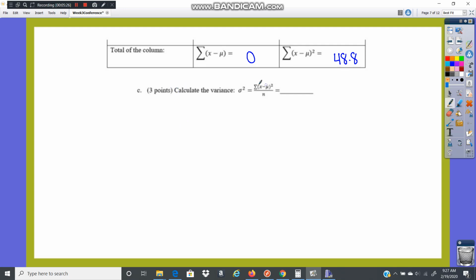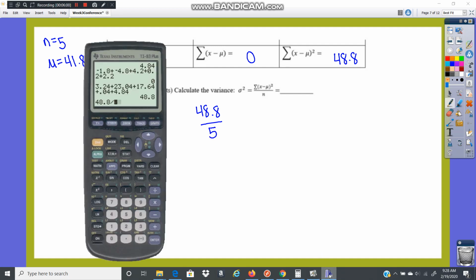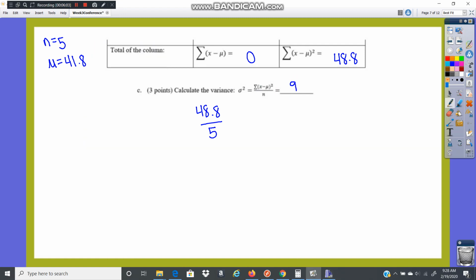Okay, so the variance is going to be given to us by this. This is going to be the standard deviation squared, the sum of x minus the mean squared. So this column here, 48.8, divided by n. N was the number that we had. That was 5. Remember, n was 5. We had 5 values, and our mean was 41.8. So 48.8 divided by 5 gives 9.76. So my variance is 9.76.